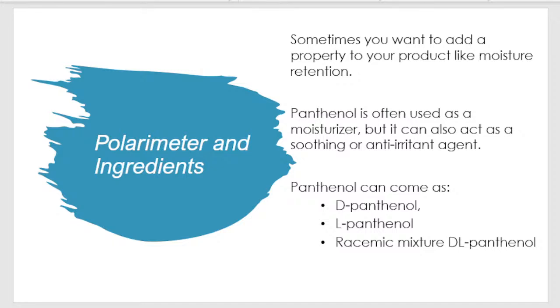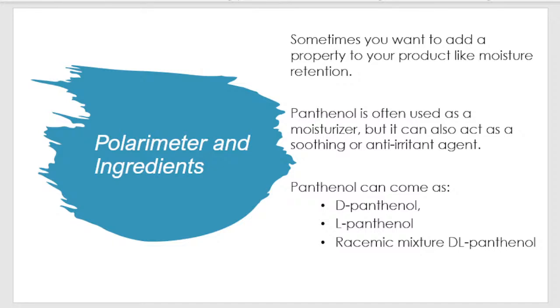Because sometimes you want to add a property to your product, whether it be a toothpaste or cream. An example of these properties is if you want to make a cream that helps with moisture retention. Panthenol is often used as a moisturizer because of its properties. But it can also be used as a soothing or anti-irritant agent.